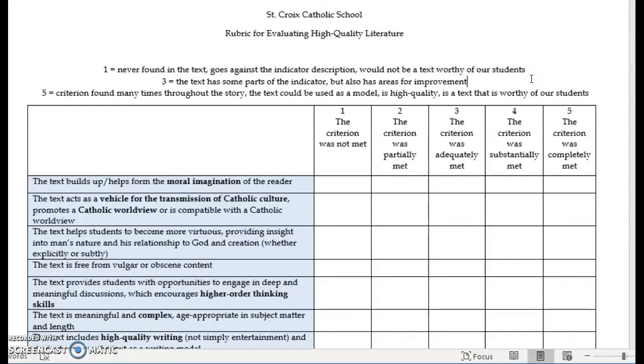To go to the middle category, the level 3, that would mean the text has some parts of the indicator but also has areas for improvement. And then of course a 5, the indicator is completely met several times throughout the story. The text could be used as a model, it's high quality, and it is a text worthy of our students. So I'll go through a little bit now with each indicator on the rubric itself.